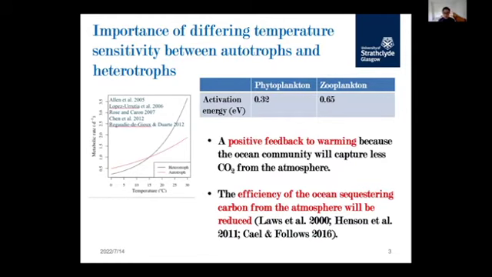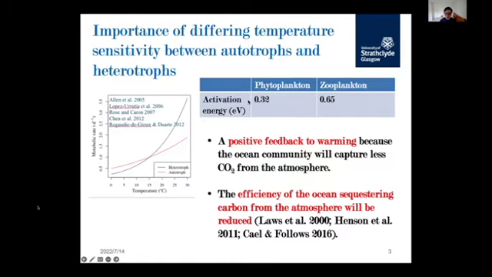Previously, a number of studies have pointed out that there is a strong difference in the temperature sensitivity between autotrophs and heterotrophs, or between photosynthesis and respiration. When the temperature increases from 0 to 30 degrees, the rate of autotrophic activity, the primary production, can increase by 4-fold, but the rate of heterotrophs can increase by 16 times. In terms of activation energy, that of the phytoplankton is about 0.32, and that for the zooplankton is about 0.65.